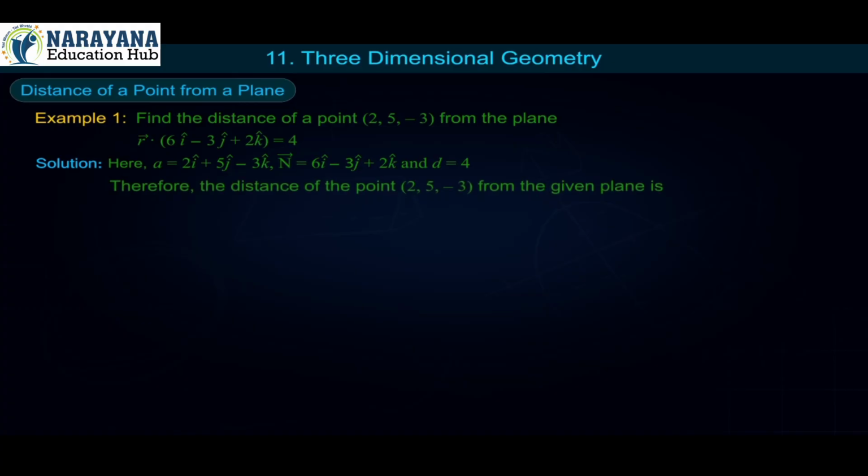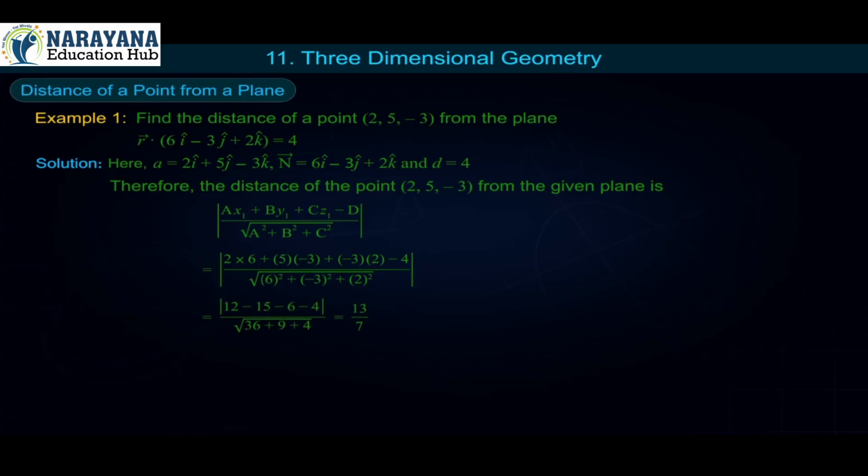Therefore, the distance of the point (2, 5, −3) from the given plane is modulus of ax1 + by1 + cz1 − d upon square root of a² + b² + c², which is equal to modulus of 2 × 6 + 5 × (−3) + (−3) × 2 − 4 upon square root of 6² + (−3)² + 2², which is modulus of 12 − 15 − 6 − 4 upon square root of 36 + 9 + 4, which is equal to 13 upon 7.